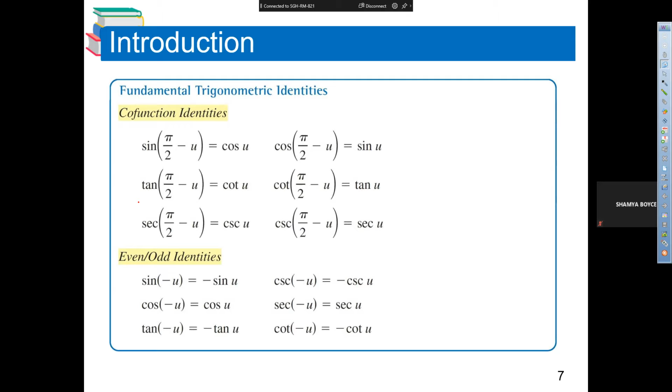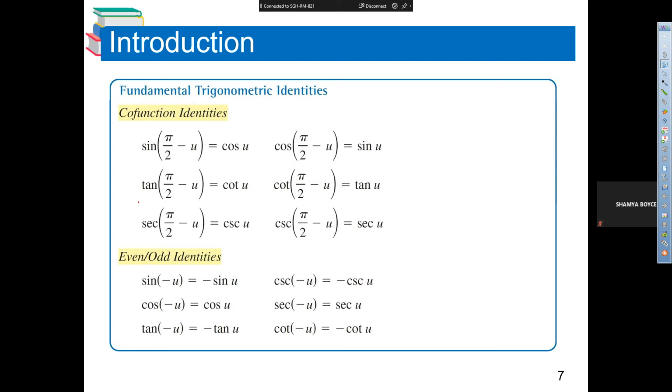Here are some more identities. The cofunction identities: sine of pi over 2 minus u is equal to cosine of u. That's basically what that's like. If you look at the sine and the cosine curve, they're shifted by pi over 2. If you shift the cosine function over 90 degrees, it's going to lay right on top of the sine, and that's why these work out.